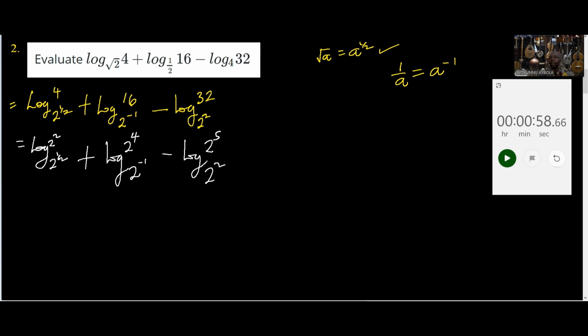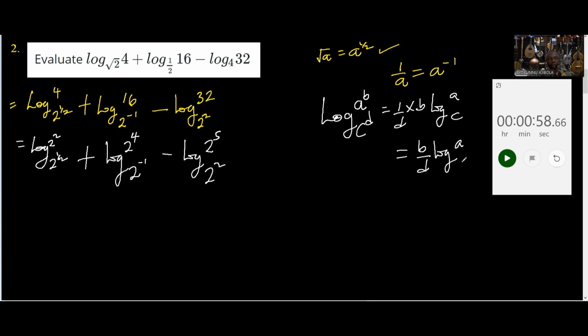Now remember that if there is log of a power b base c power d, the power d is coming to the back as 1 over d. The power b is coming to the back as just b. Then we still have log a base c. So that means this is going to be b times 1, which is b over d, log a base c. So the power of the log is going to stand as a whole number at the back. The power of the base is going to stand as inverse or reciprocal at the back.